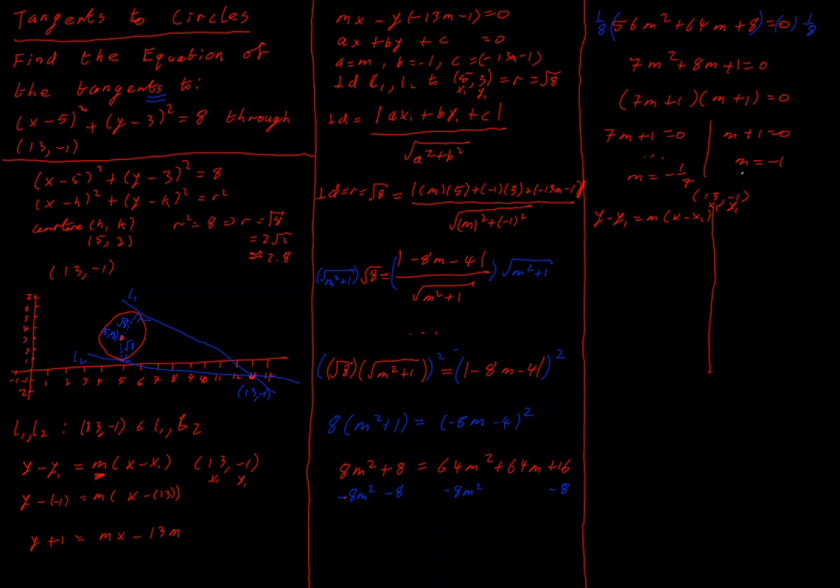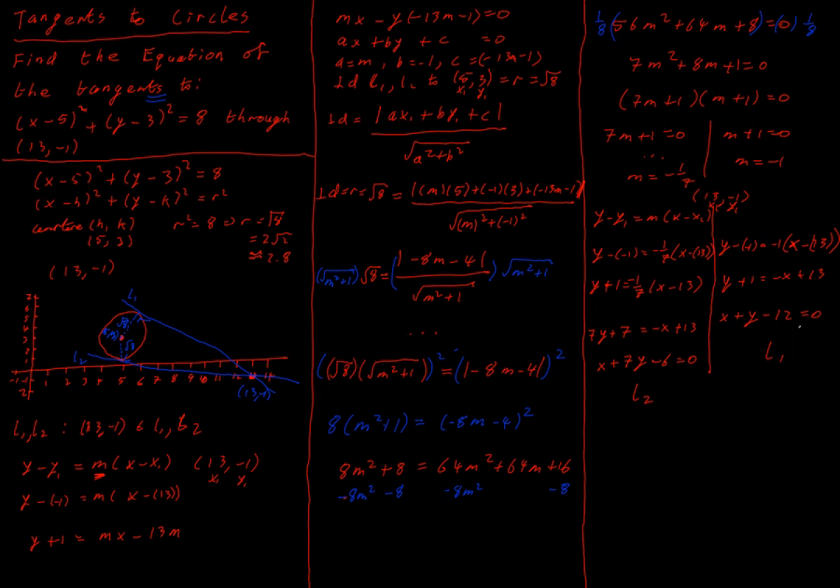I now have my two values for the slope of L1 and L2, and now I'm going to use my equation of my line formula along with the point (13, -1), and subbing in I will get my two equations for my lines. Subbing in and rearranging, I get my equation for L2 and L1. How do I know which one is which? Because from my diagram I know that L1 has a steeper negative slope than L2 as I have drawn them, and a slope of -1/7 is more gradual than a slope of -1.